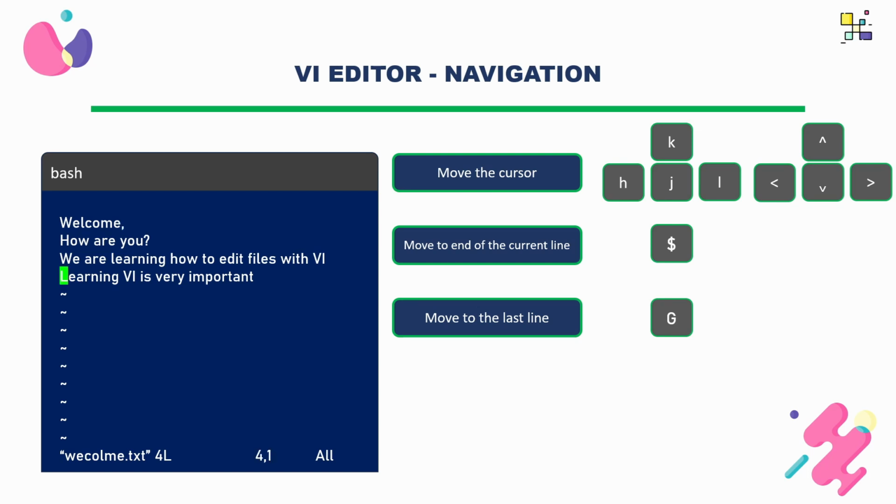To move the cursor to a specific line, press the colon key, first of all, to switch to the last line mode, and then enter the number of the line that you want. For example, to move the cursor to the third line, press the colon key, followed by 3, and then press enter. And now the cursor should be at the third line.